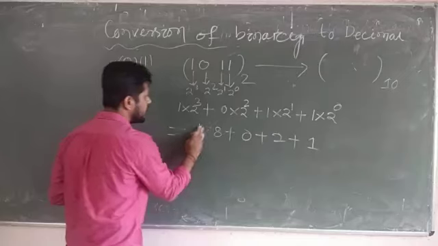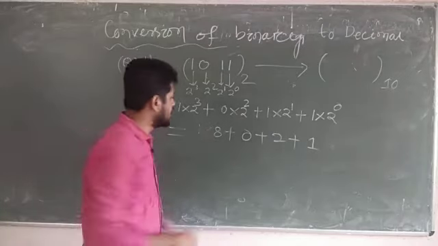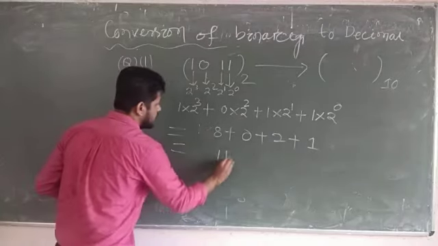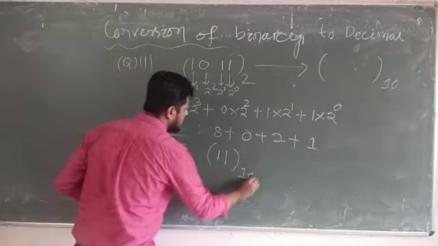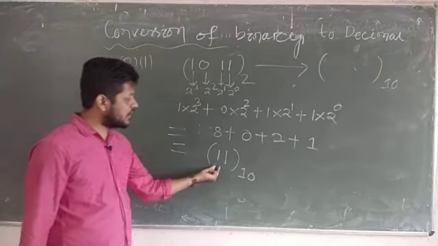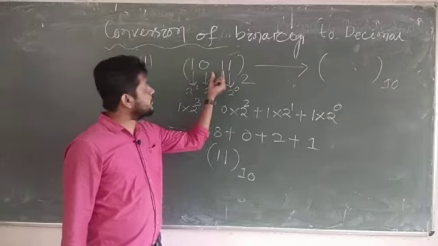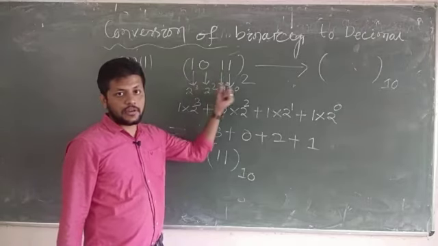So here the result is 8. Add all the numbers: 8 plus 2 plus 1. So in decimal this number is 11. 8 plus 2 plus 1 means 11. So the number is 11. How can we write it in binary? That is 1011.